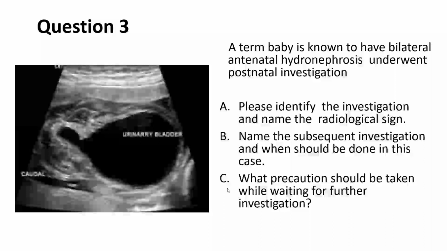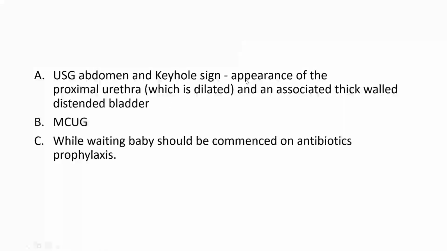So keyhole sign, yeah, USG KUB, correct. So this is a USG abdomen or KUB, and this sign is known as a keyhole sign. What does it mean by that? Appearance of the proximal urethra, which is dilated, and an associated thick wall distended bladder. The answer to question B, the subsequent investigation is MCUG.